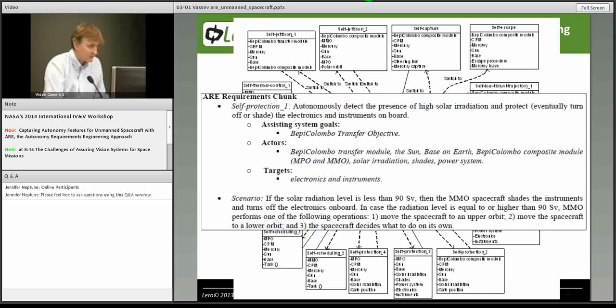And you can see one requirement chunk here for the self-protection self-objective. So it has assisting system goals. Basically, this is the goal that's assisted by the self-objective. It's called BP column transfer objectives, the actors there, and the targets. And as I mentioned, in each chunk we have scenarios, and there is one scenario saying what the system is supposed to do in order to avoid, and in order to deal with a particular problem. In this case, when there is a presence of high solar radiation, and the spacecraft must be protected.